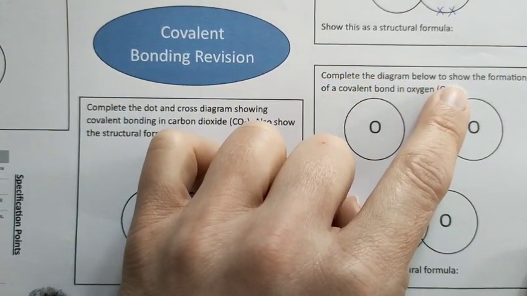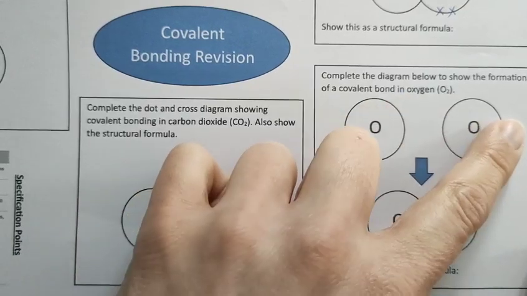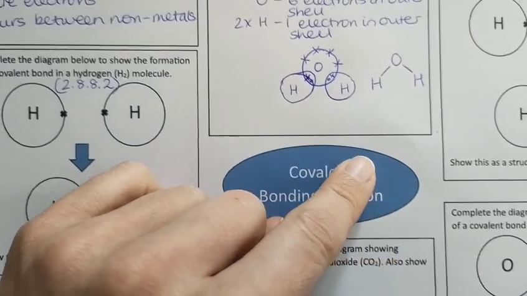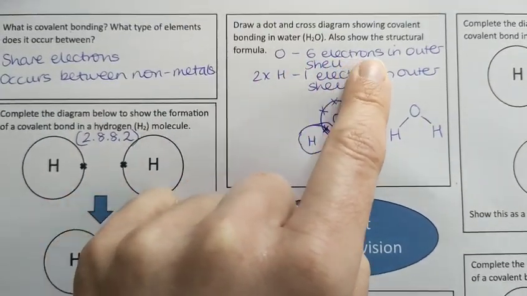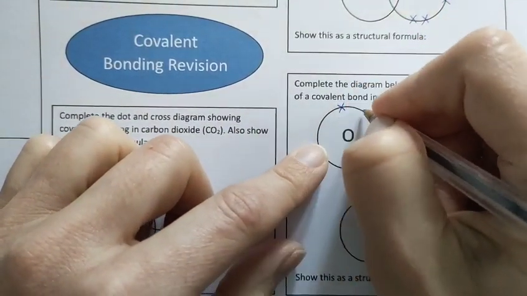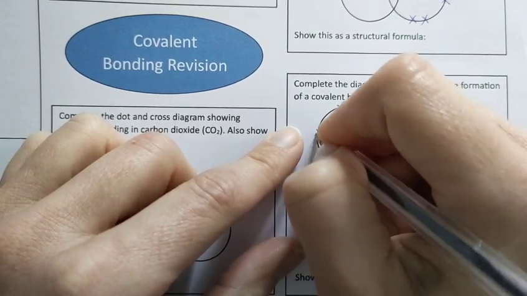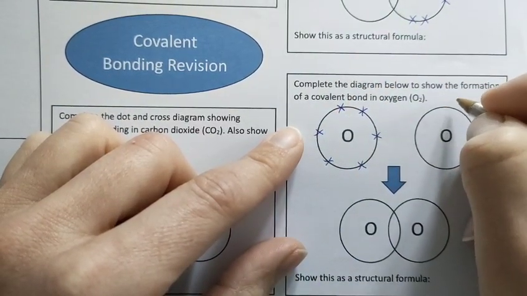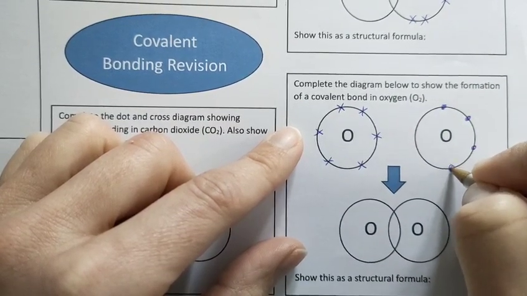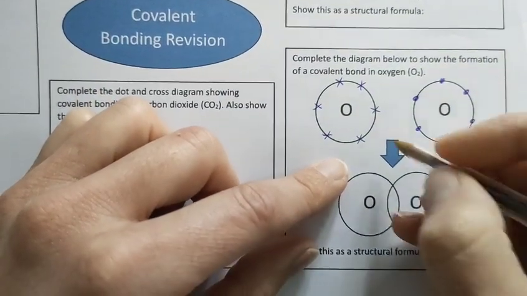Complete the diagram below to show the formation of a covalent bond in oxygen, O2. There's no crosses around here at all, so I need to fill that in. So if I go back up to here, I said oxygen has 6 electrons in the outer shell. So I'm going to draw these each with 6. 1, 2, 3, 4, 5, 6. And I might just start this one. If I'm going to draw dots already, 3, 4, 5, 6. That might just make it easier on the next step.